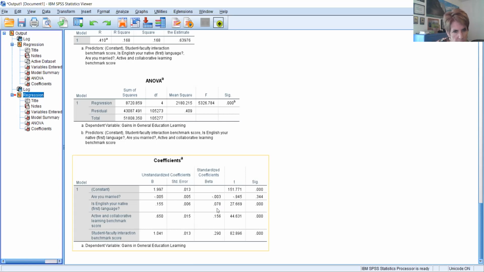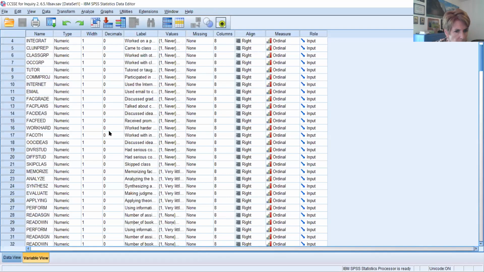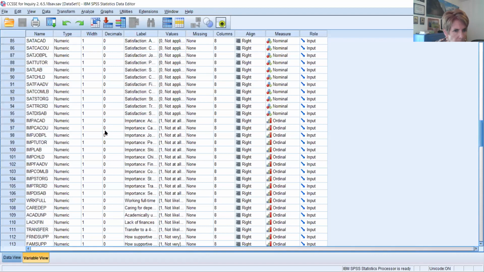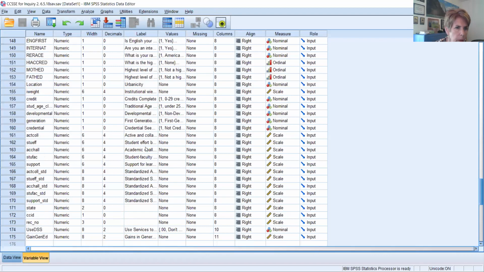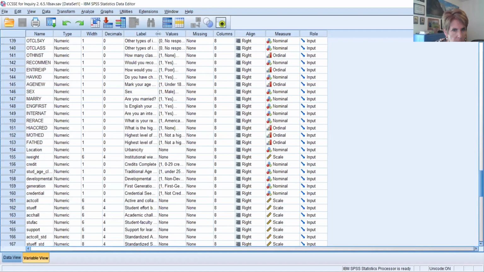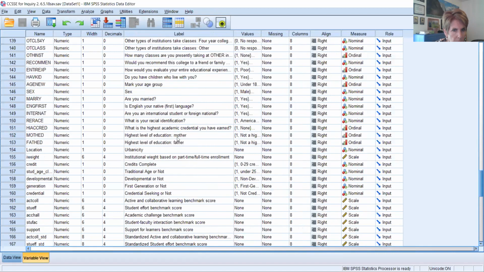oh, you know what? We have to look and see how this was coded. You might remember how it was coded, but I'm gonna do a new share and look back and see what was 1 and what was 2 for, is English your native language. I could have caught that when I was first running it. But this is what happens. You get findings and you think, what in the world does that mean? And you have to dig back to the data file. So, is English, I think it's this one, your native language? Yes. Yeah, that's what I thought.